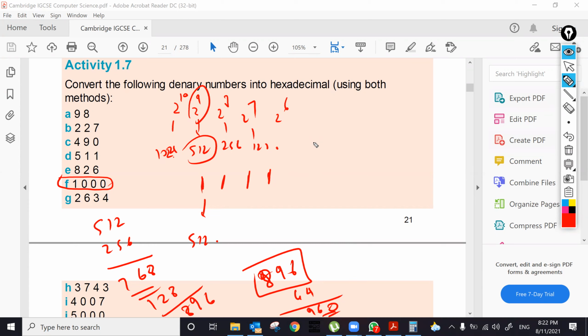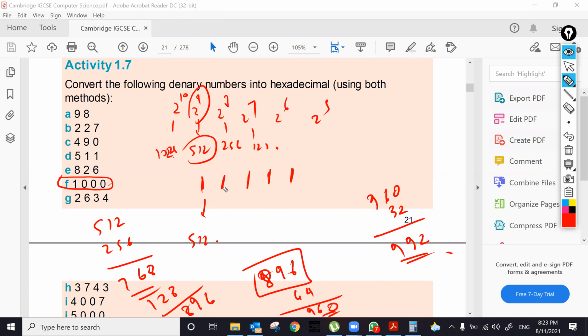Right? Again, 2 to the power 5, 32. Yes, you can add that also. Right? 960 plus 32 is 992. That also is possible. Now, how?